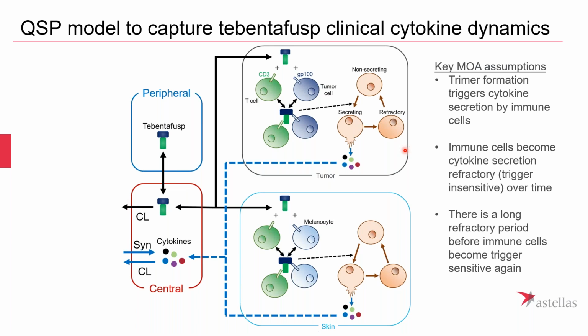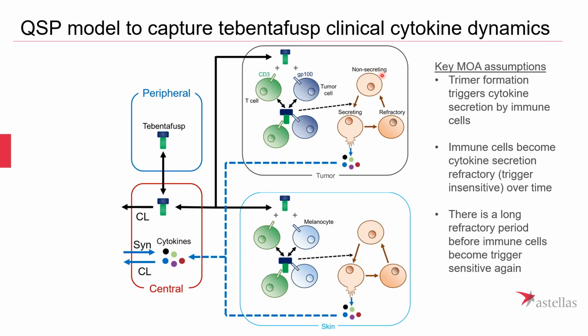So I'm essentially assuming that there are immune cells. These are generalized immune cells, not specifically NK cells, dendritic cells, whatever. This is basically a generalized immune cell pool. And these immune cells are assumed to exist in one of three states: a non-secreting, basal homeostatic state, a secreting state, or a refractory state.